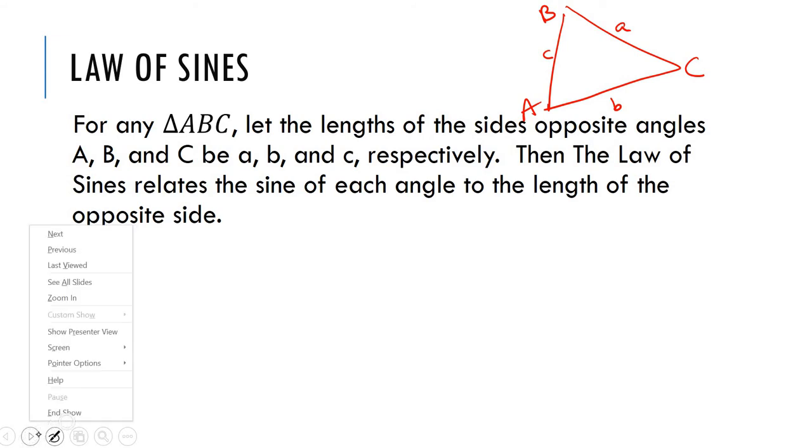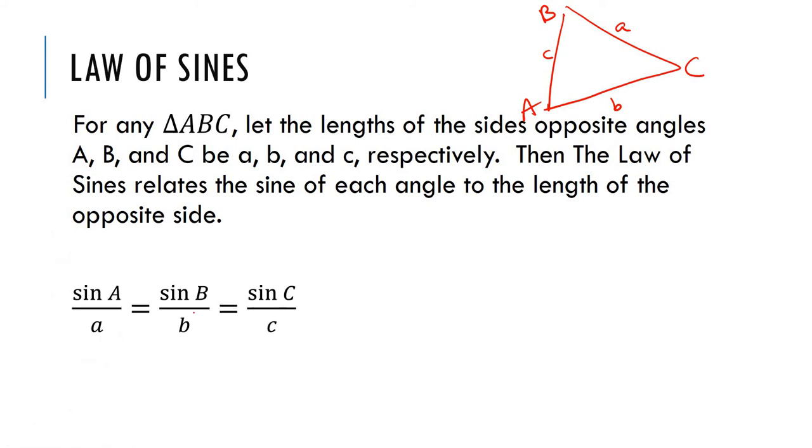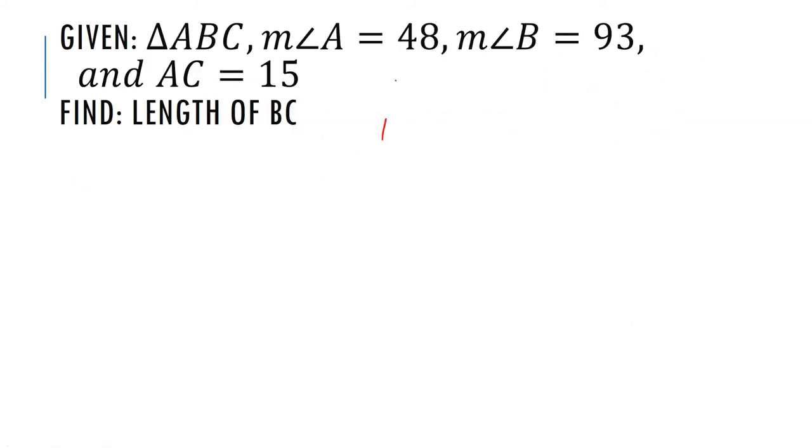And the law of sines says this. The sine of angle A is proportional to side A in the same way that the sine of angle B is proportional to B, etc. We can also put the side lengths on the top. It's always easiest to solve an equation or a proportion when the unknown value is in the denominator. So we can write the law of sines either way. All right, so let's see how we use it.